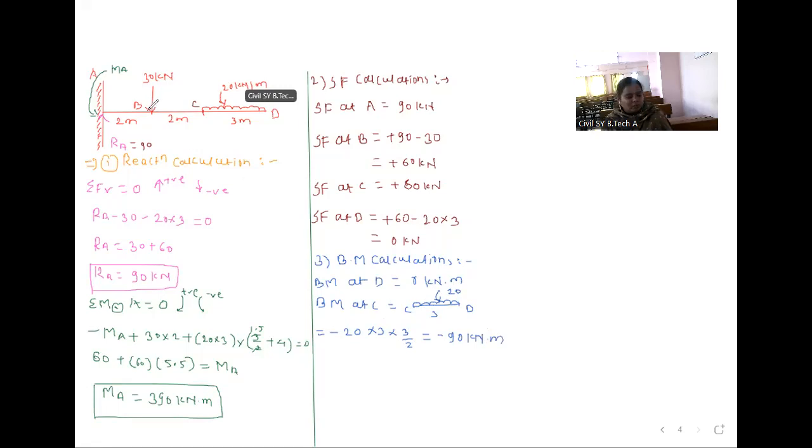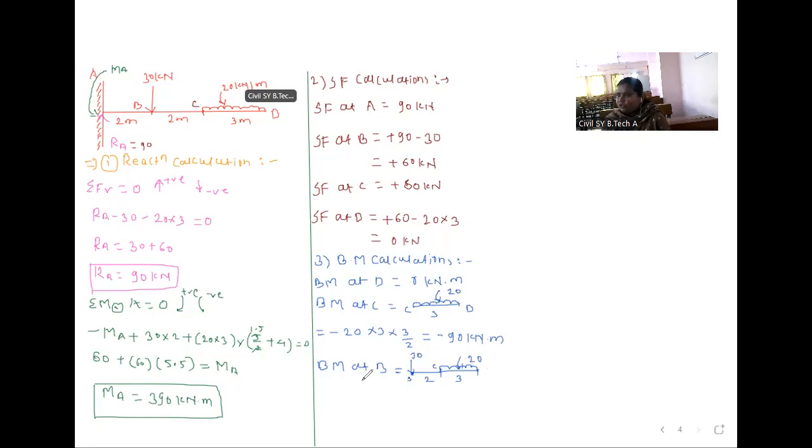After that, we will calculate bending moment at B. Bending moment at B, which is equal to... I will draw the beam here. So this is C point and D point. In between C to D, UDL is applied, 20. Here span is 3, and this is B point. Here point load 30 is applied, and in between B to C span is 2 meter.